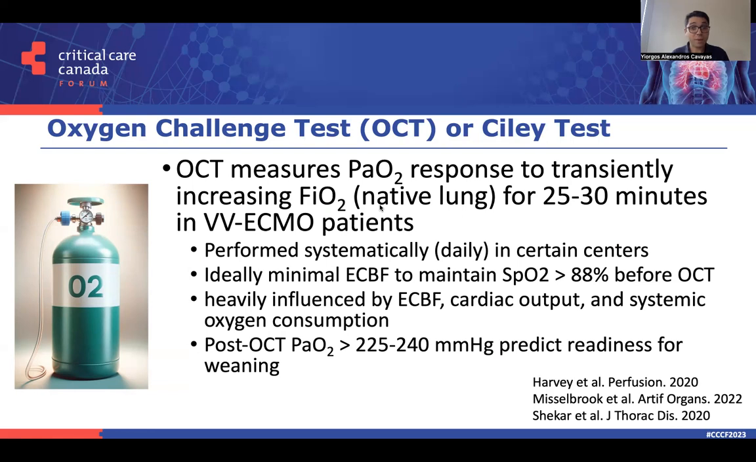One has to know, however, that this oxygen challenge test is heavily influenced by the extracorporeal blood flow, cardiac output, and the systemic oxygen consumption, and is thus not a perfect measure of native lung function. In studies that have assessed its predictive accuracy, PaO2 cutoffs after the oxygen challenge test above 225 to 240 could be used to predict readiness for weaning.